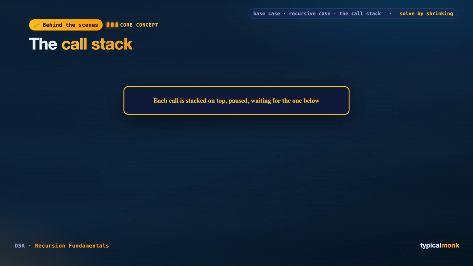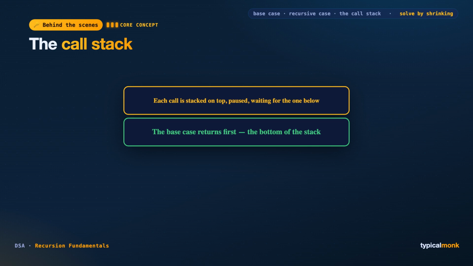That back up the chain is not magic, it is a real mechanism your computer uses. And understanding it makes recursion concrete. It is called the call stack. Every time a function calls another function, including itself, the computer stacks that new call on top and pauses the one underneath. So when factorial of 3 calls factorial of 2, the call for 3 is paused and sits there waiting, while factorial of 2 goes on top and starts running. Then it too pauses and stacks factorial of 1 above it. The calls pile up, each one frozen midway, waiting for the answer from the call above it.